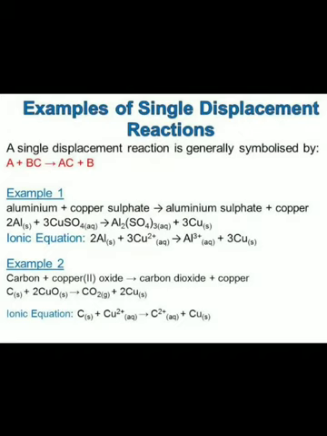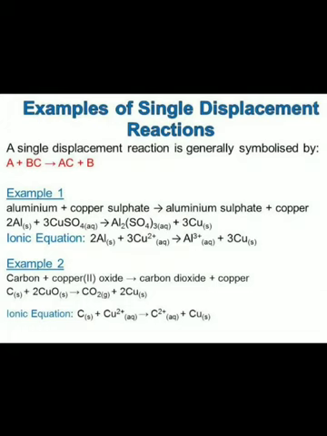Here A is aluminium, B is copper, and C is sulfate. So it gives rise to AC plus B, that means aluminium sulfate plus copper. Then the next one is carbon plus cupric oxide. It gives rise to carbon monoxide plus copper. So this is known as a single displacement reaction.